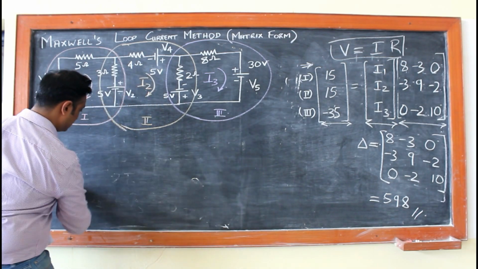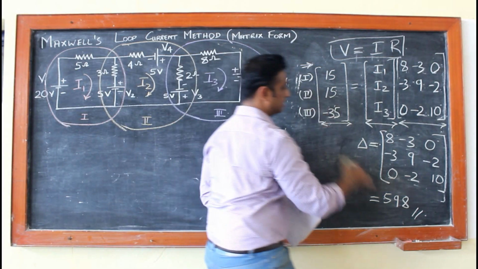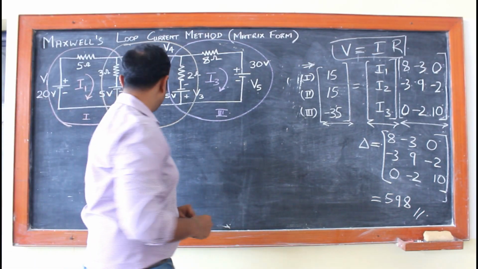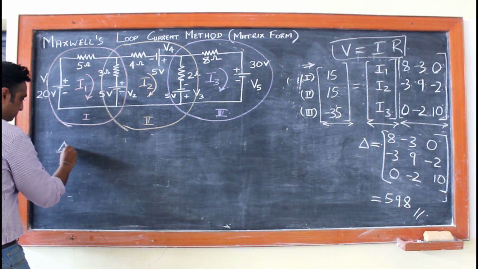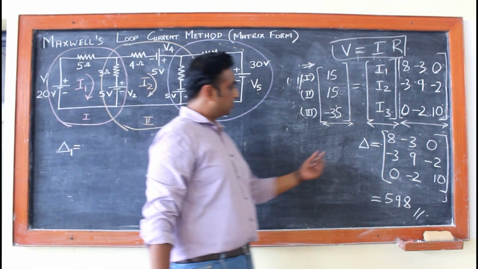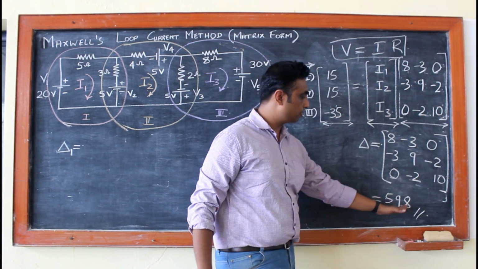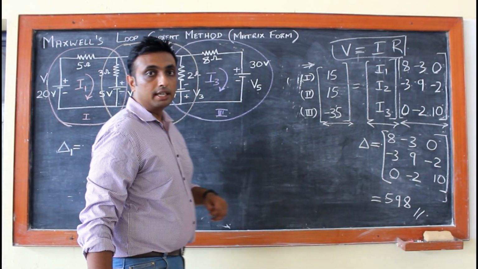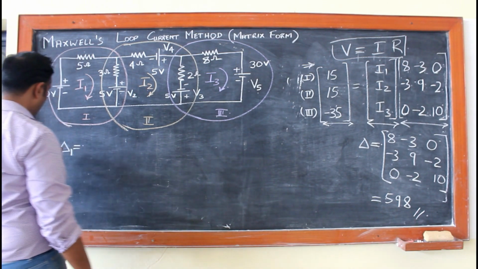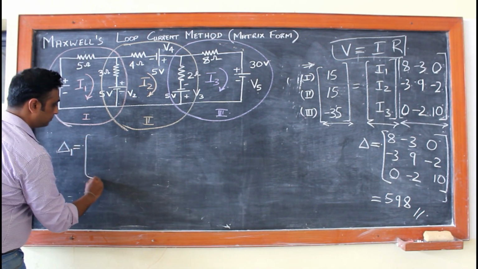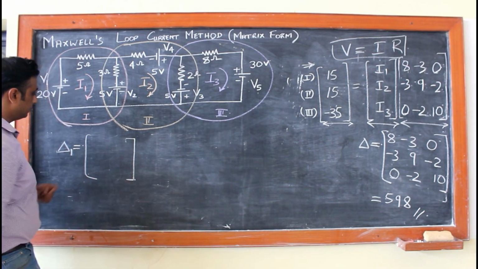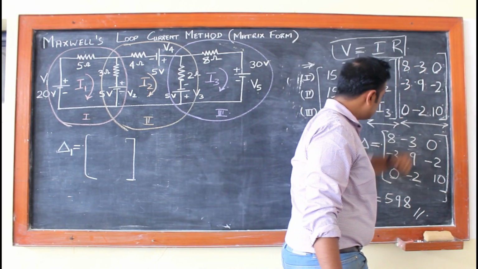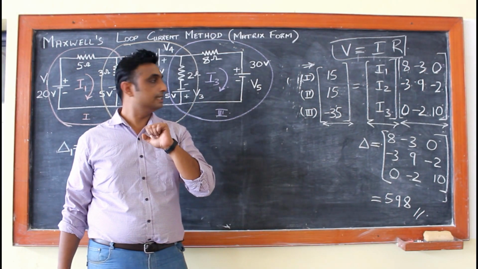Now I'll wipe off these three equations because I have already used them in these blocks right here. So now we basically go for delta 1. This is basically our delta matrix which we already found out, which is 598. So this is the value of your resistance matrix, which is known as delta. Now we have to find out the value of delta 1. Delta 1 is also your resistance matrix, but there is a slight change.